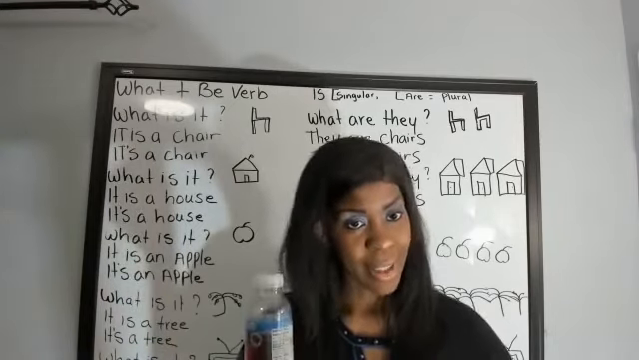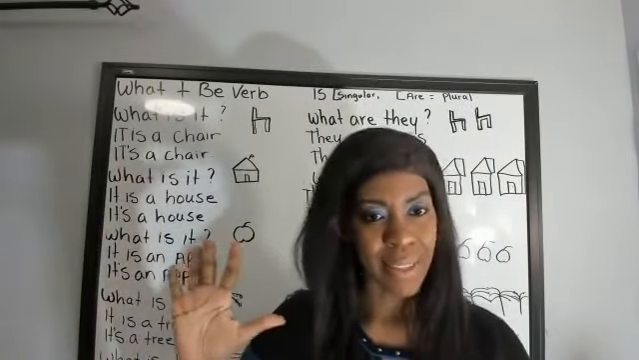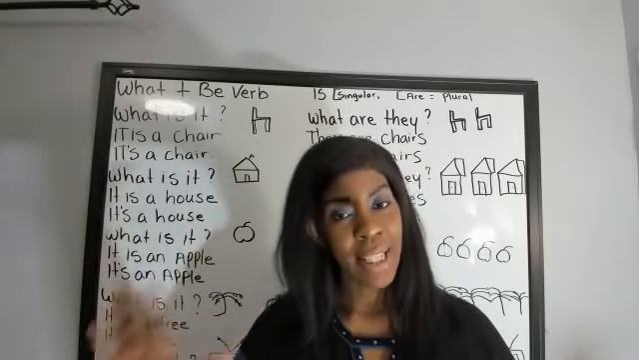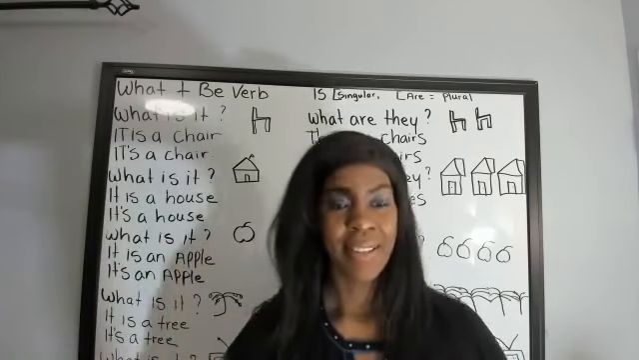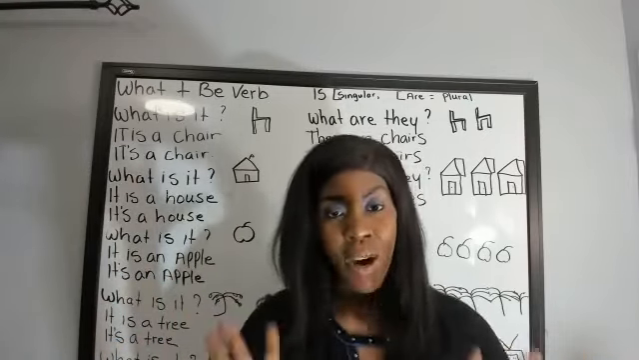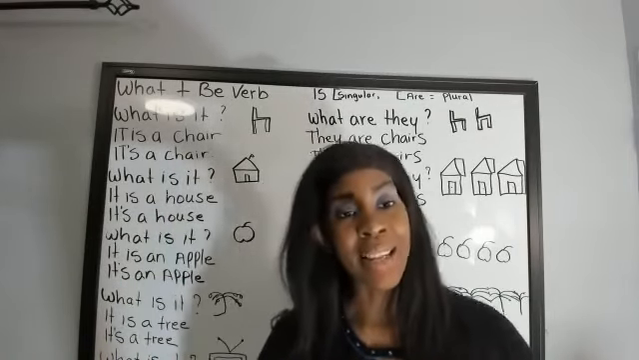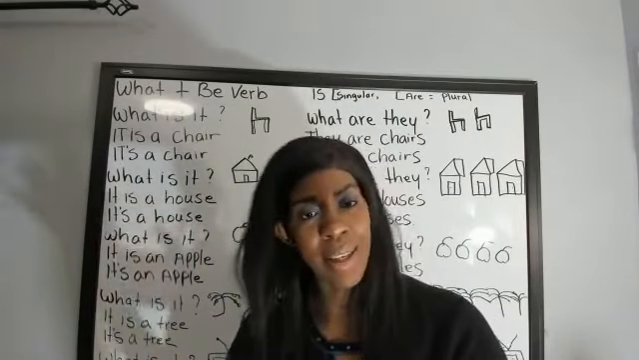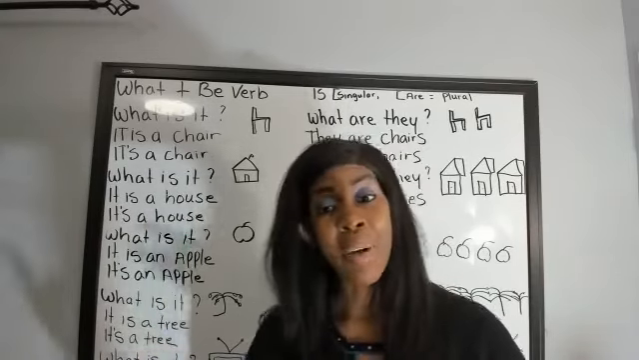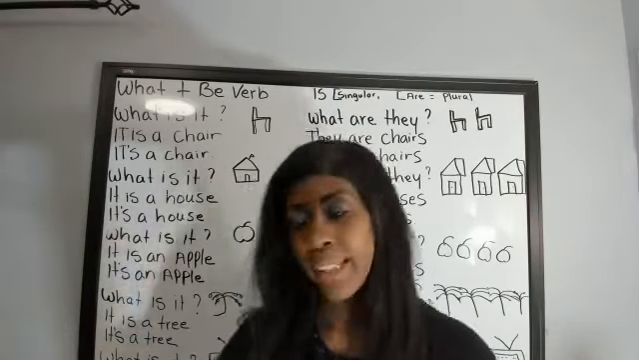All right? What is it? What are they? Now, if I say, what is it? It is my hand. All right? Now, if I have two, I'm going to say, what are they? They are my hands. If I have one table, I will ask, what is it? It is a table. Now, if I have more, I will ask you, what are they? They are tables.